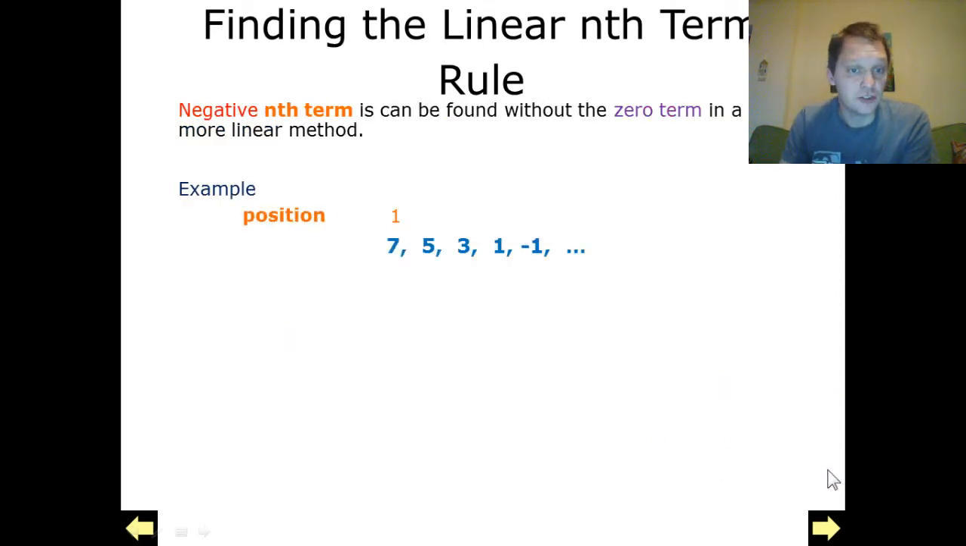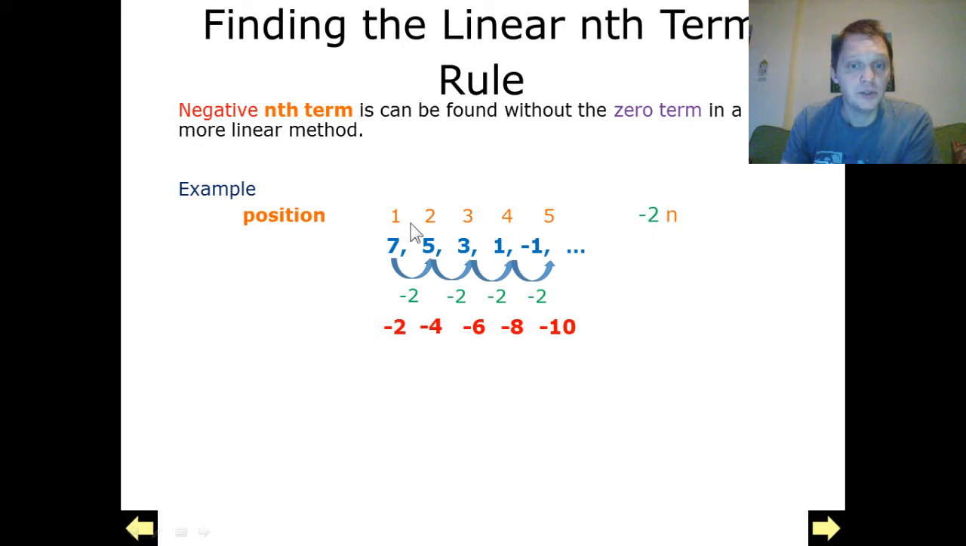Again, just showing that it does work with the linear methods as well. Got the exact same sequence. So starting off by writing my n, I'm going to find my difference, which is minus 2 each time. So now I've got negative 2 in front of my n, so I'm actually going to do my negative 2 times table. So minus 2 times 1, that gives me minus 2. Minus 2 times 2 gives me minus 4, and so on and so forth.